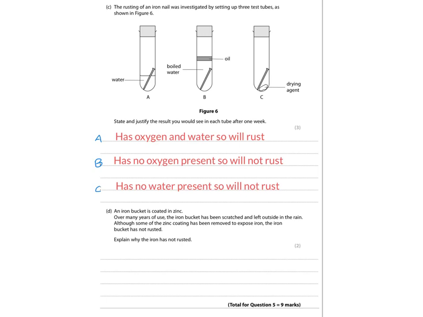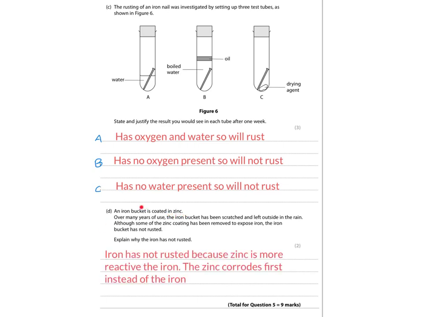So zinc is more reactive. You remember your reactivity series. Zinc is more reactive than iron. So therefore, the zinc will start to react with the oxygen and the water before the iron. So the zinc is going to corrode before the iron. You can think of it as if they're both competing for the oxygen and for the water, and the zinc, because it's more reactive, wins the competition, therefore the zinc corrodes first.